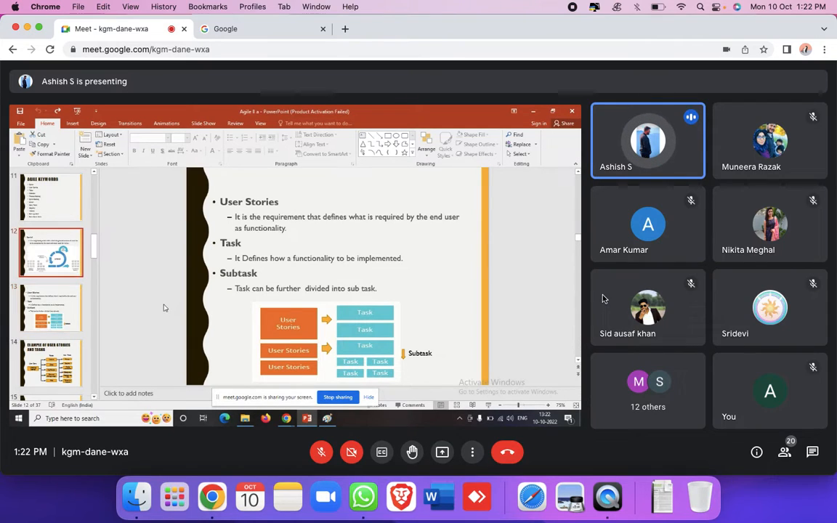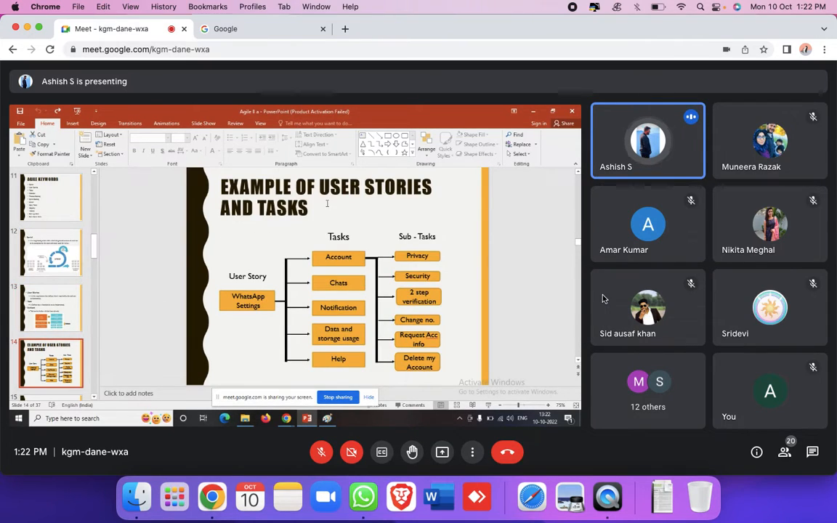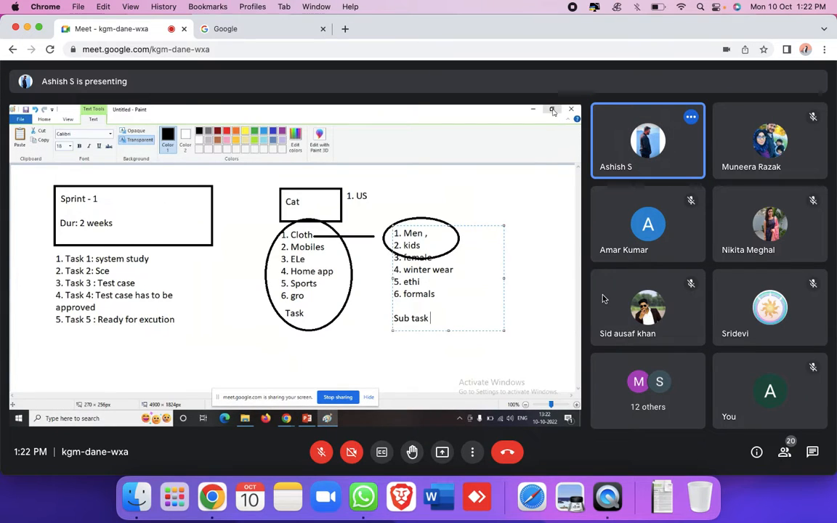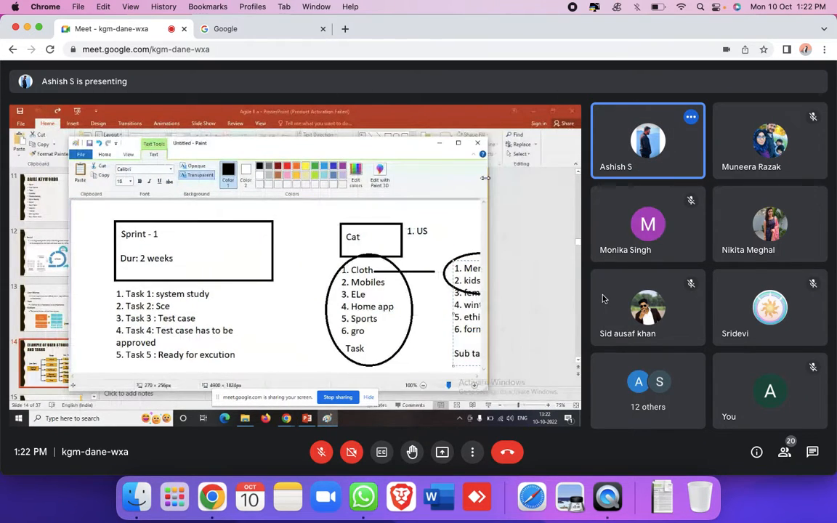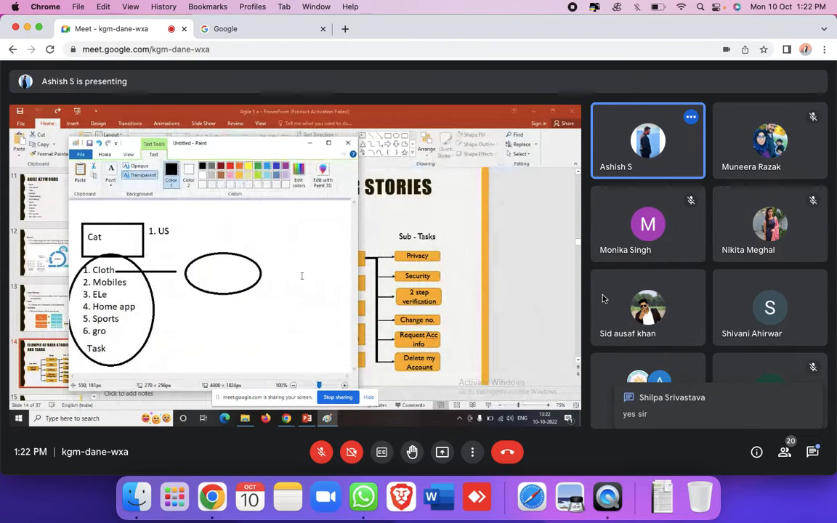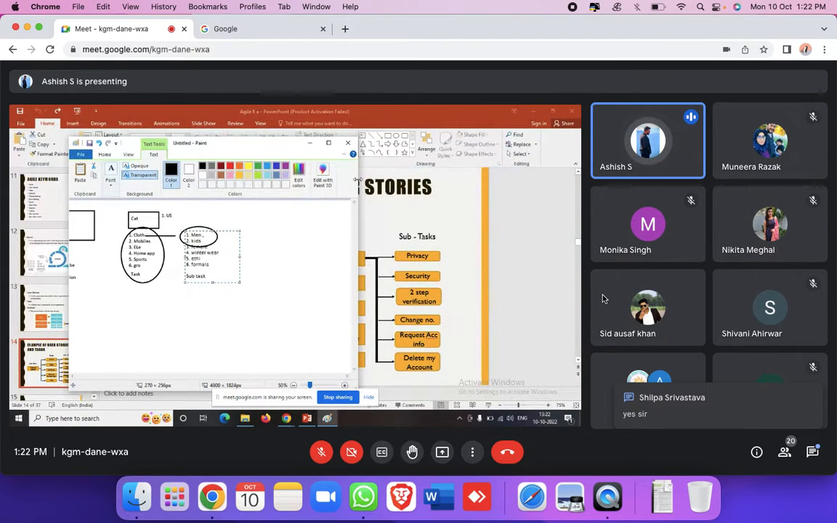So the next one is an example for user stories. You can see an example for user story and task. We have WhatsApp settings. In WhatsApp, we have accounts, chats, notification, data and storage usage, and help. Then accounts is divided into privacy, security, two-step verification, change number, request account info, and delete my account. So now we have the picture, the same way I have done over here. You can see the same thing.